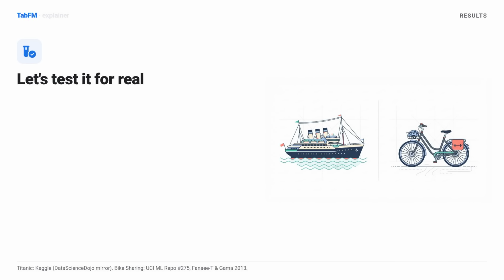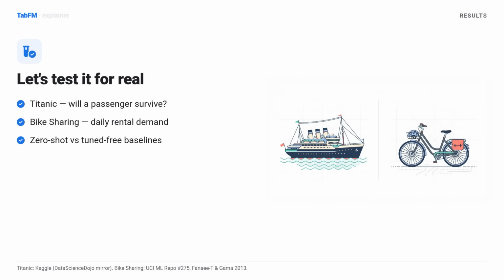So let us put it to the test on two classic datasets: Titanic, a survival classification problem, and bike sharing, a daily demand regression problem. Zero-Shot TabFM against solid baselines on the very same splits.